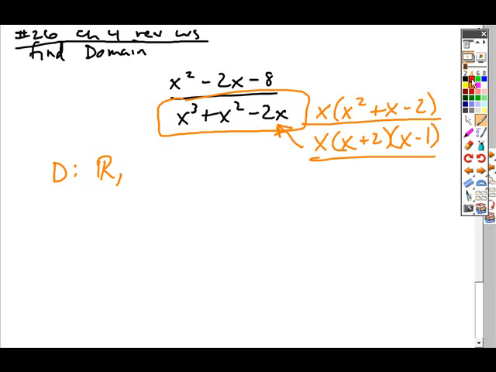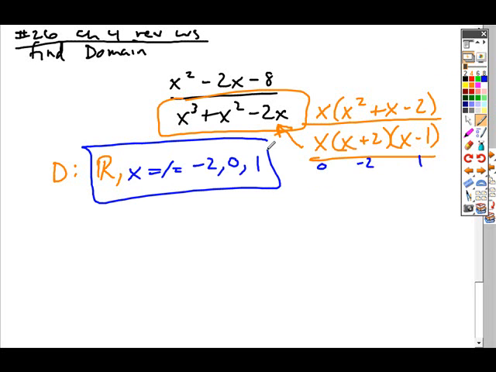And so the domain restrictions are any values in which this would be 0. So we know x can't be 0, x can't be -2, and x can't be 1. So when you write this, you'd say all real numbers x, again, as far as how it'll be entered online, not equal to, and then write them from smallest to largest number. And so that's what you're looking for.